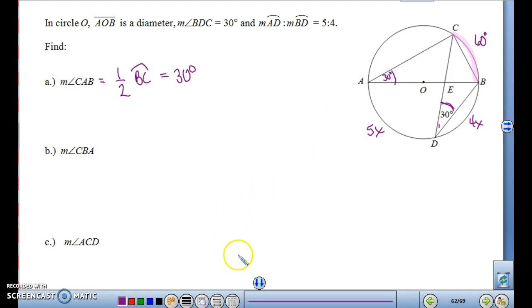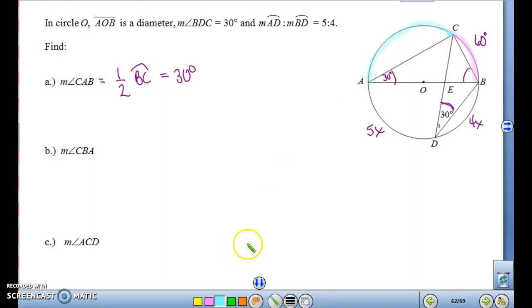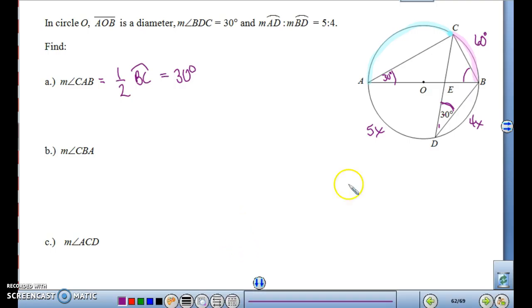Okay, now going back to what I was talking about, for the next thing, CBA. CBA would be this angle right here. If we want to find CBA, what arc does that intersect? Let me do it in a different color here. Angle CBA would intercept arc CA right there. Okay, so we don't know the measure of CA yet, but we might be able to figure it out.